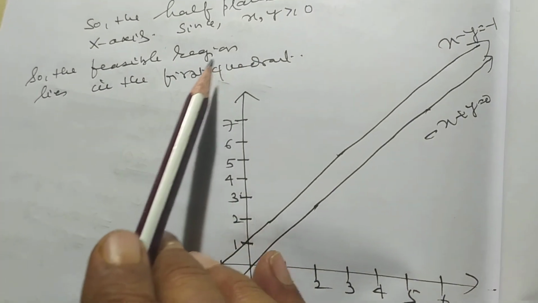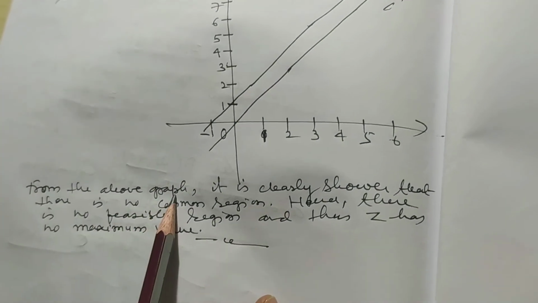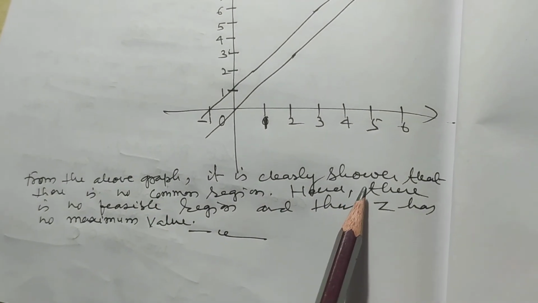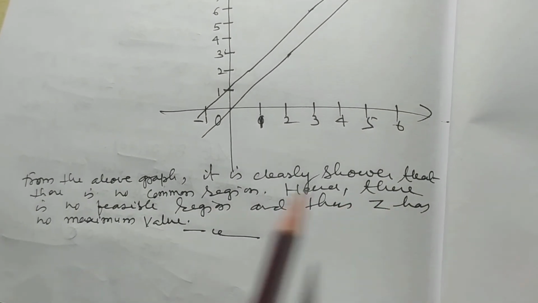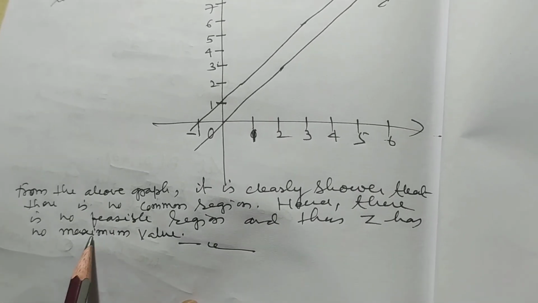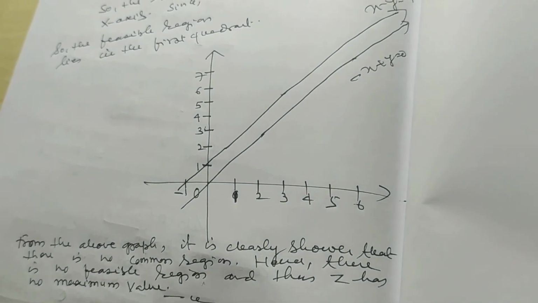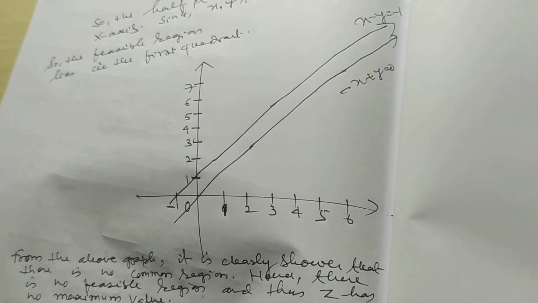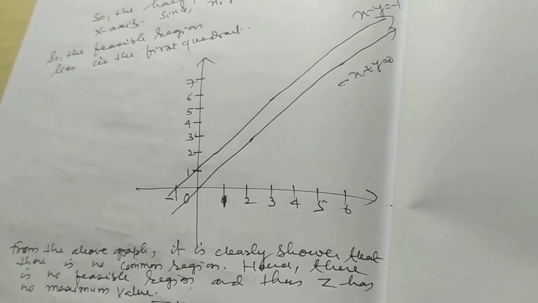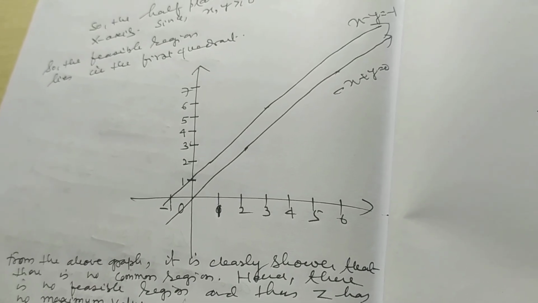Since x, y are greater than or equal to 0, the feasible region lies in the first quadrant. From the above graph, it is clearly shown that there is no common region, hence there is no feasible region, and thus Z has no maximum value.